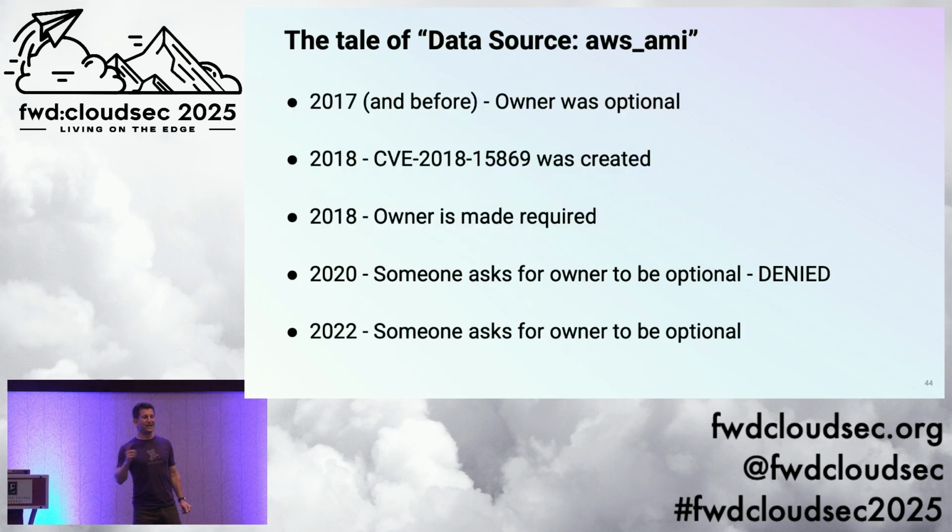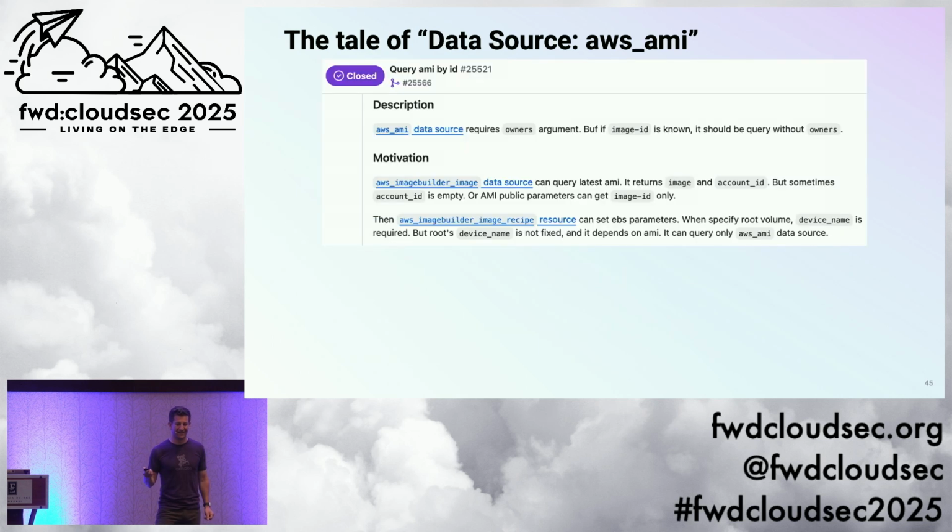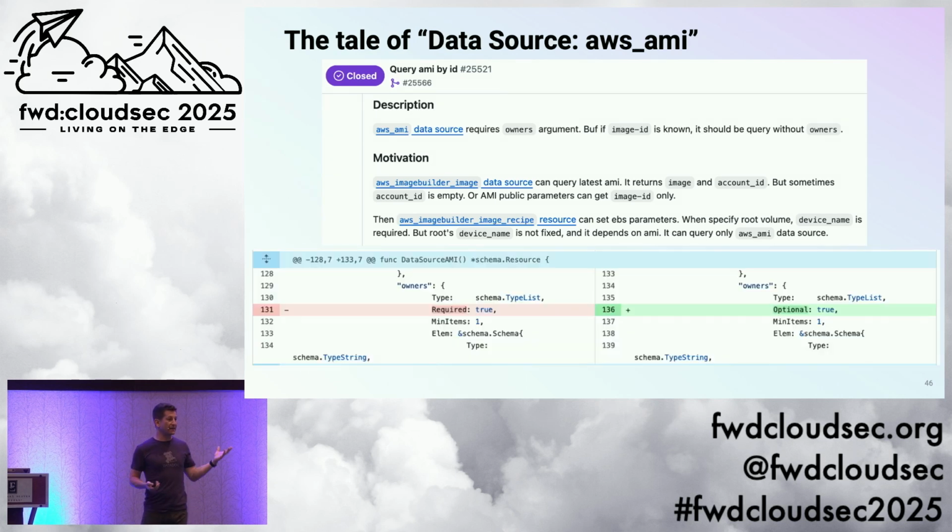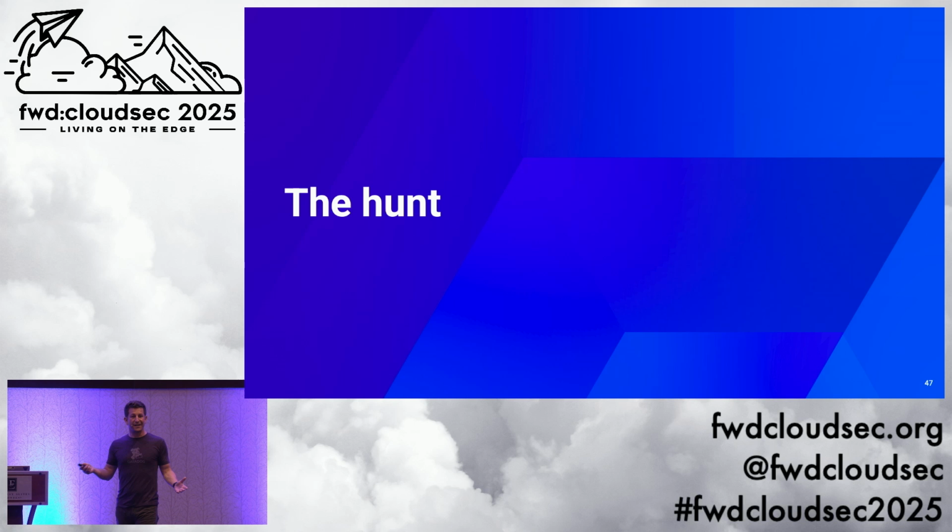Unfortunately, in 2022, somebody asked for the same exact thing. And this time, we weren't so lucky. Open source did not stand strong. They probably were lacking the context of the CVE that was 4 years old at this point and made it optional. So between 2022 and 2024, this attack that was possible before 2018 is now possible again, and that's when I stumbled across it. So that's the history lesson.